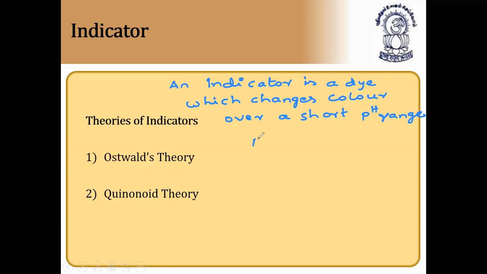In indicators we have two points. One is the end point and the second one is the equivalence point. We're going to discuss all those things in this lecture. So first is the end point, second is the equivalence point. What is an end point? It is the point at which the reaction between acid and base is observed to be completed.